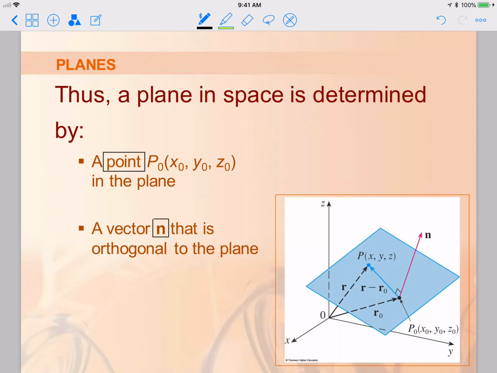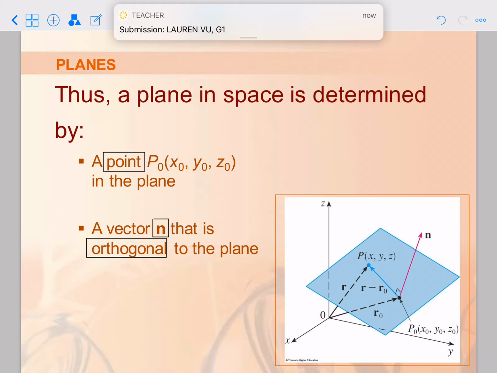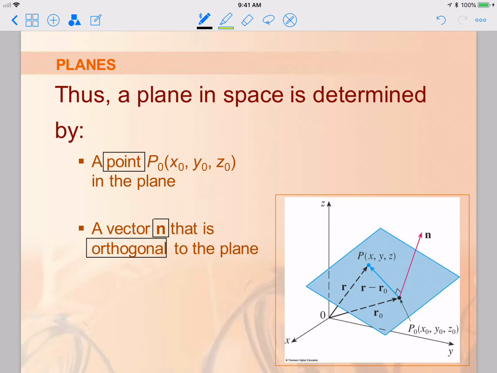This n right here is referring to normal, a vector that is orthogonal to the plane. Another word for orthogonal is perpendicular, right? And we have an easy way to tell if two vectors are orthogonal: their dot product should be equal to 0.